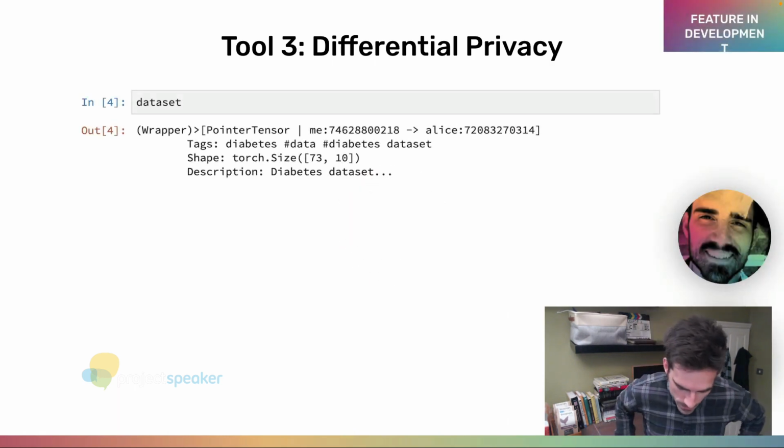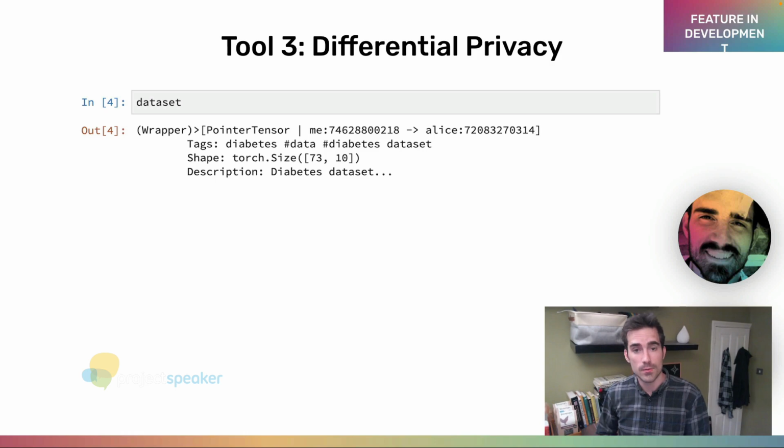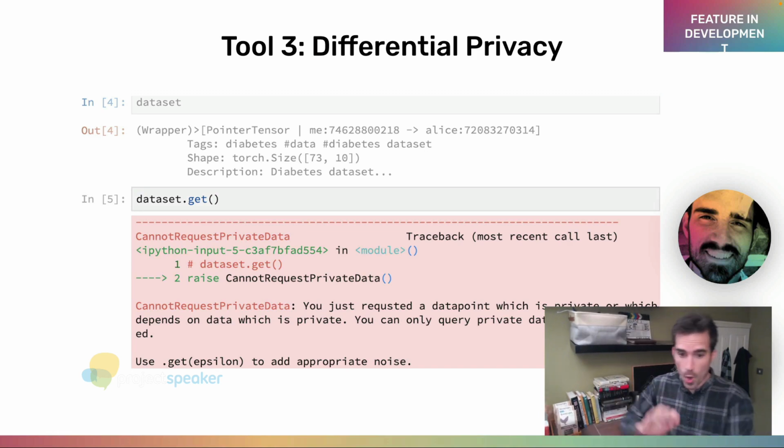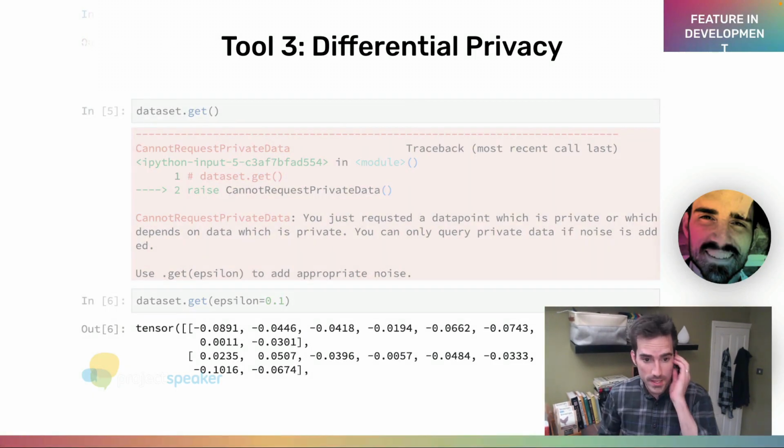So now let's come back to the scenario we had a minute ago, where we had a pointer to a data set inside of a hospital, a data set about diabetes. And I call .get, and it tries to download the data. It says, whoa, whoa, whoa. You just requested a data point which is private, or which depends on data which is private. You can only query private data if noise is added. Use .get epsilon to add the appropriate amount of noise. Now this right here, epsilon, is a measure of what's called privacy budget.